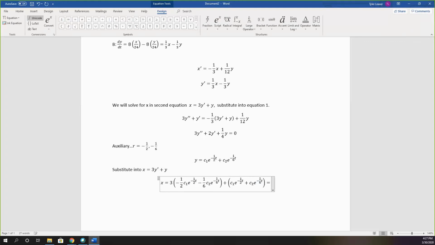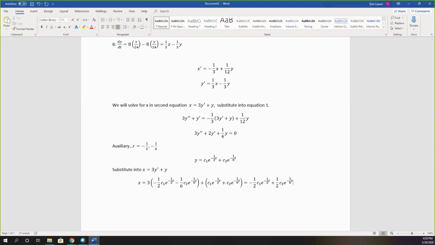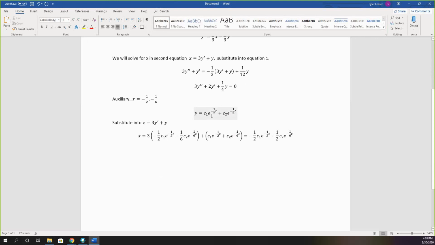And you combine like terms together, so I'm just going to dot, dot, dot this one as well. You end up with -1/2 c sub 1 e to the -1/2 t plus 1/2 c sub 2 e to the -1/6 t. And that's pretty much it. So we've now found y. Y is this. X is this.